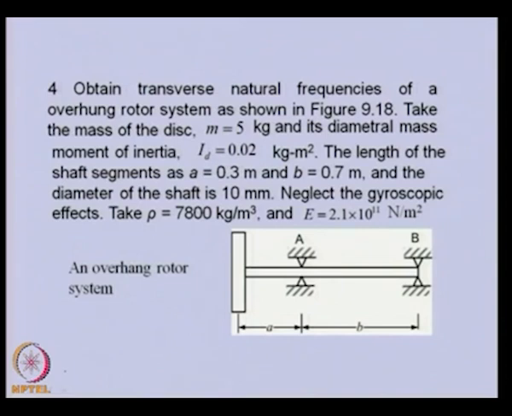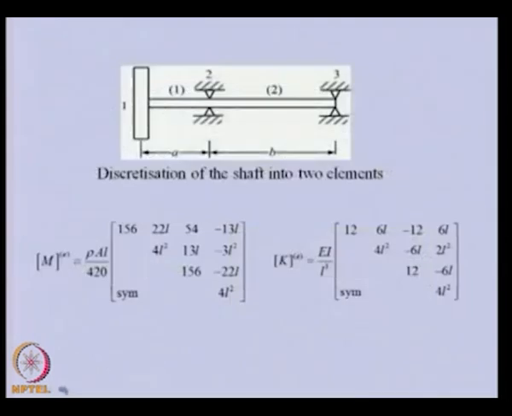So in this particular example, this example is exactly the same as we did in the torsional transverse vibration case. So there is an intermediate support, and this is basically a simple support, and this is the overhang portion of the rotor. Various properties are given here: mass, diametral mass moment of inertia of the disc, and various lengths of the shaft, diameter of the shaft, and the mass and elastic property of the shaft. Here we are not considering the gyroscopic couple effect.